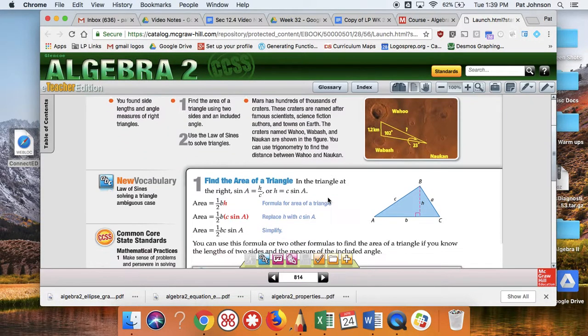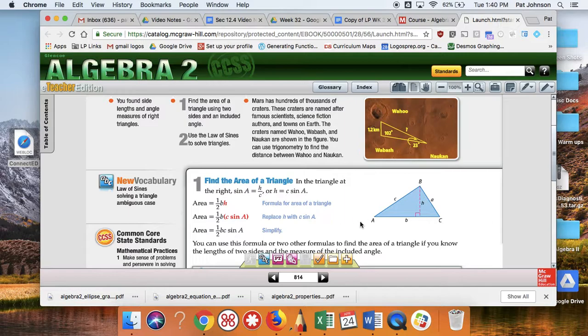Let's go back one more to the first page. Here you go, triangle ABC. H is your height. Remember, height and base have to be perpendicular for the area of a triangle. Sine of A equals H over c, so solving for H algebraically, we get H is c times sine of A. Substituting it for H, we get the area equals 1/2 bc sine of A.